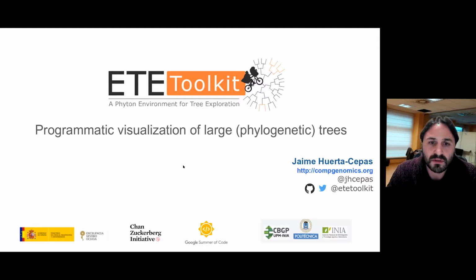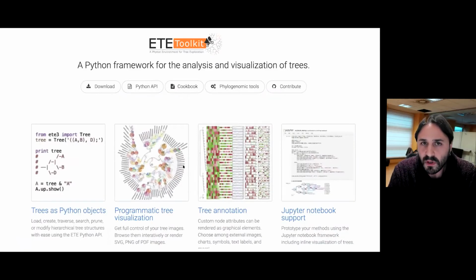So let me first introduce a little bit what is ETE Toolkit and what kind of things you can do with it. So essentially, ETE Toolkit provides a Python library that you can import in your own scripts and use to interact with trees. So you can load trees in Newick format, for instance, and then you can start operating with the tree as a normal Python object. And you can traverse, search, you can modify the topology, you can compare trees, you can do a lot of stuff programmatically.